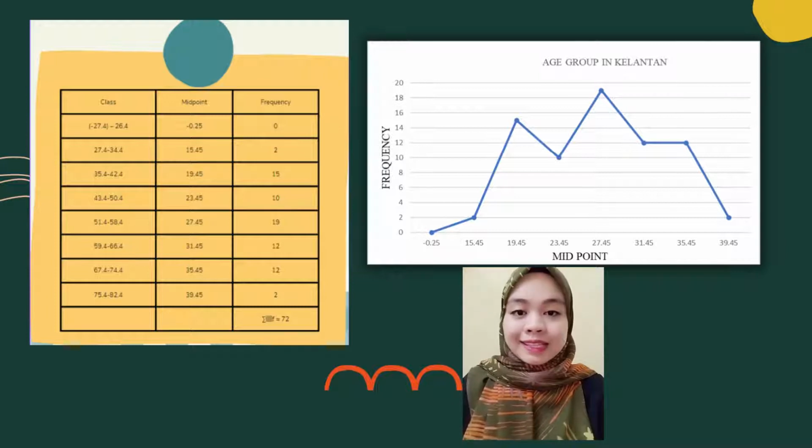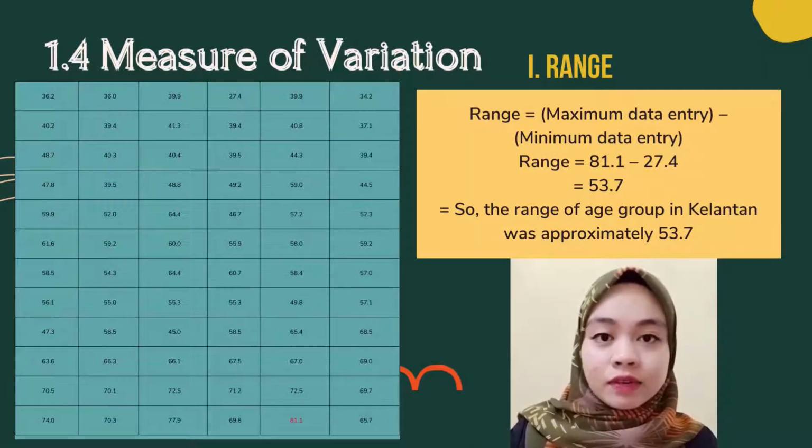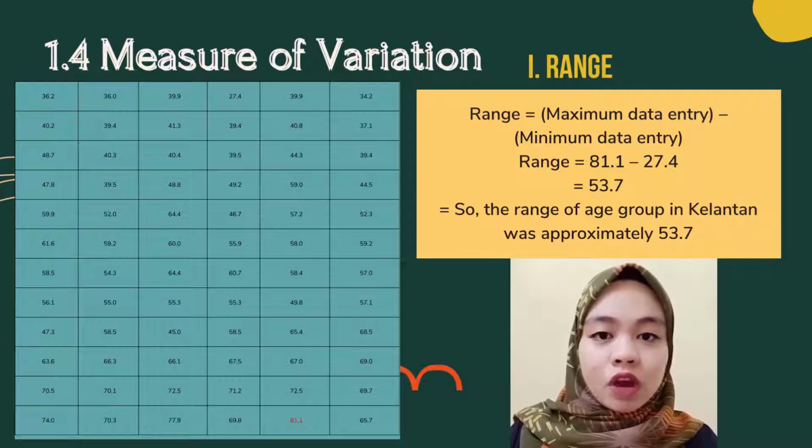The range of data is the difference between the maximum and minimum data entries in the set. Range equals 81.1 minus 27.4, and the total is 53.7. Therefore, the range of each group in Kelantan was 53.7.